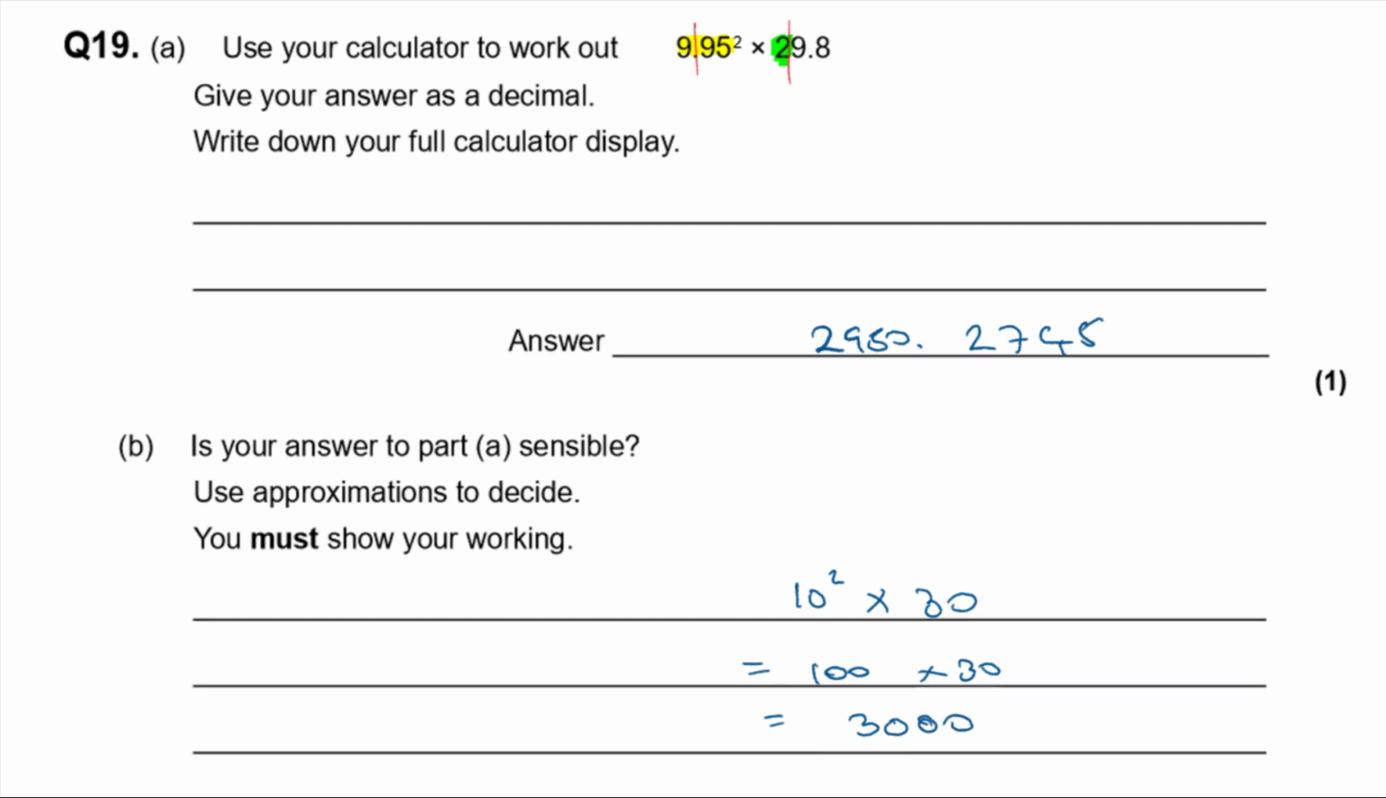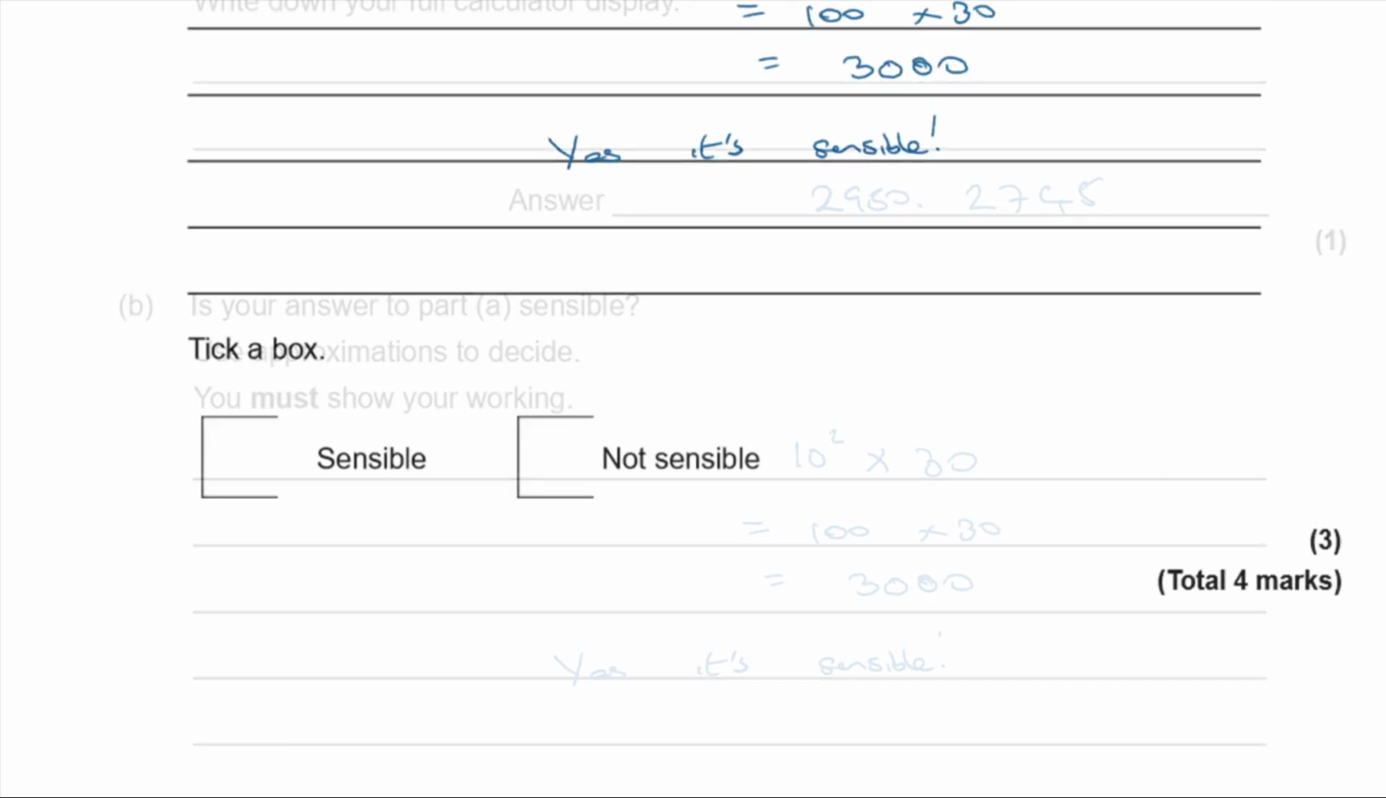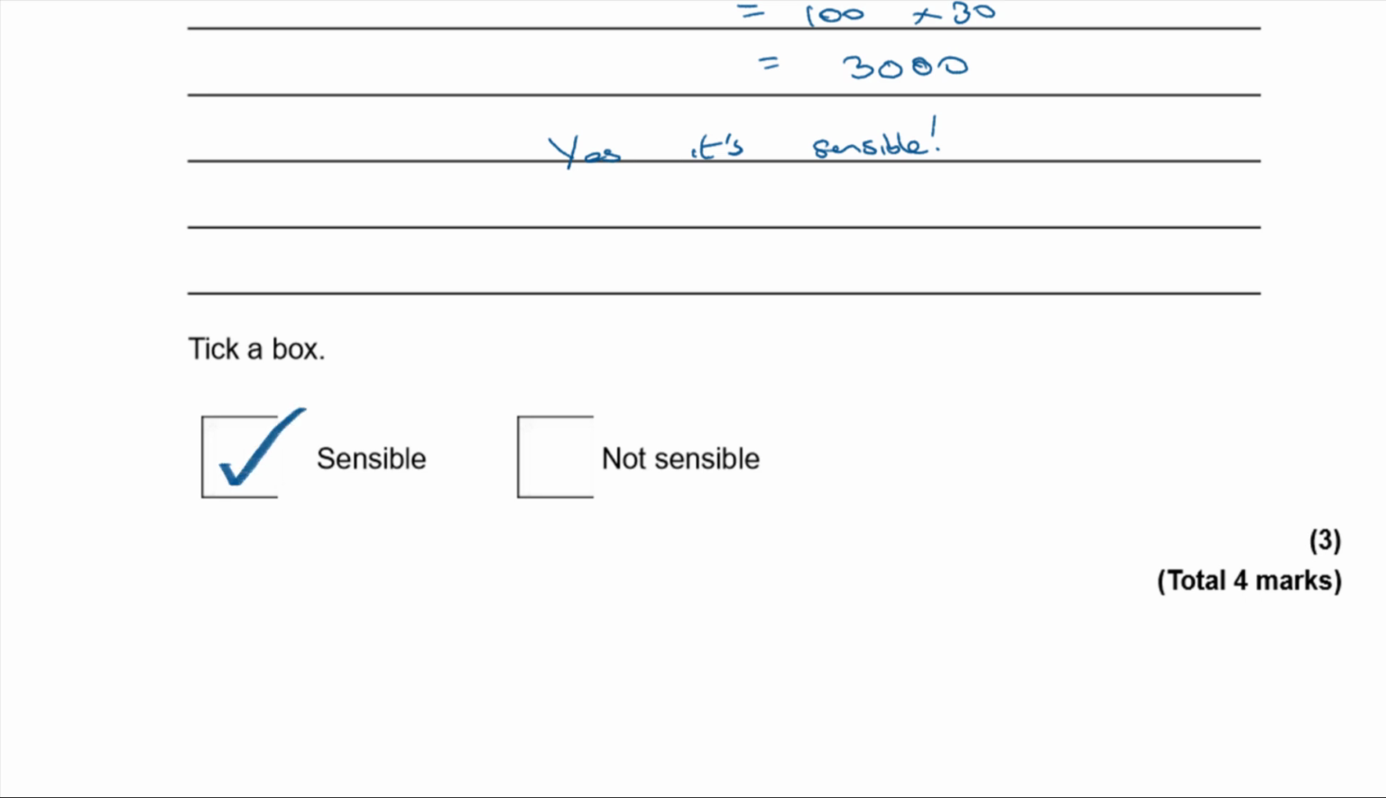It's 3,000. Now I made my answer 2,950, which is about 50 away. It's not too far off, is it? So I'm going to say yes, my answer is sensible because it's of the right magnitude. It's not a million miles away. Yes, it's sensible. Okay, add a tick box. Let's tick it there. Sensible.